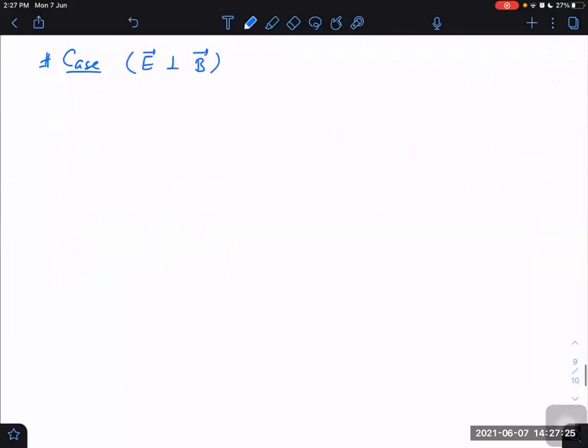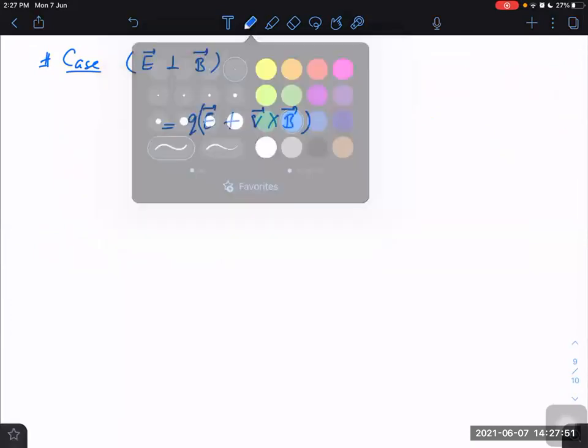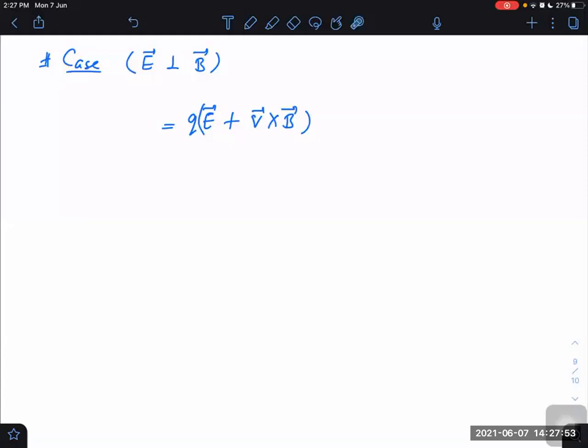E perpendicular to B. Let us discuss this case. QE plus V cross B is the force. This is the force. And here E is already perpendicular to V cross B. But we know V cross B is also perpendicular to E, right or not? Sir, E perpendicular means is it in the direction of magnetic force or not? Mutually perpendicular to all three.